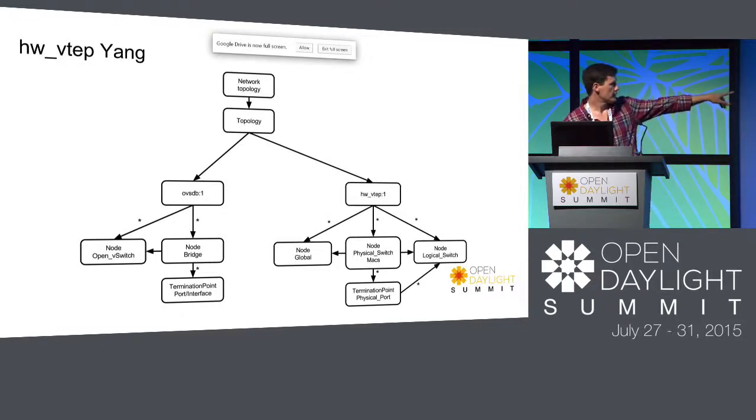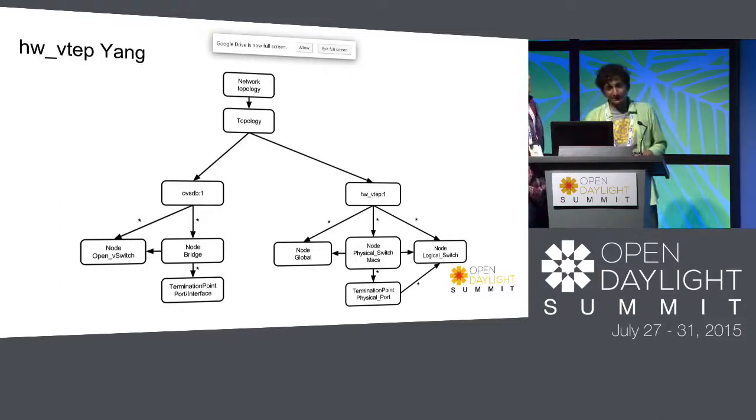And again, that's very similar to a bridge in our open vSwitch world, where we've got the bridges. Down beneath it, the termination points, again, it's similar to ports and interfaces, it's the physical ports. And then it points over to the logical switch. That's where things get a bit complicated.